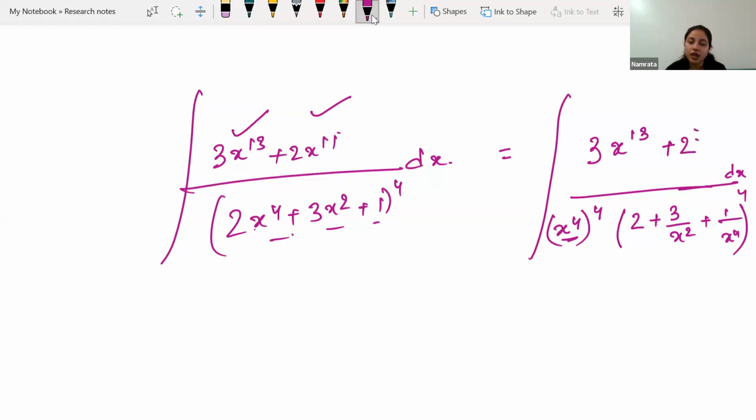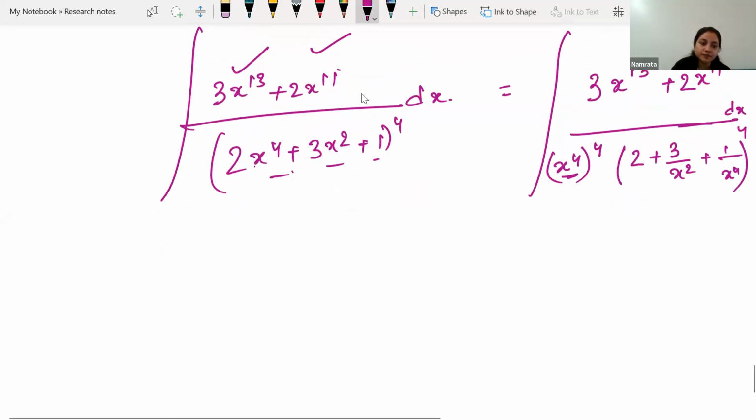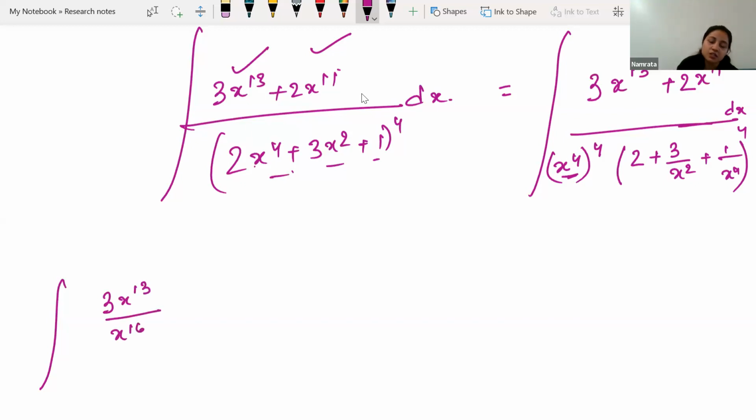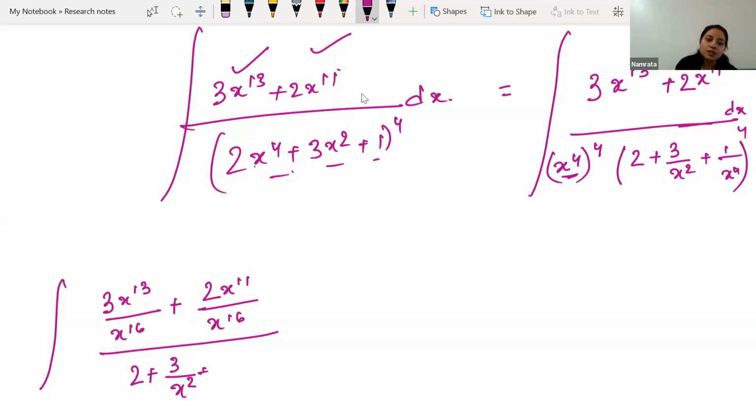Let me show you how. So we can do it like this. We can take 3x to the power 13 by x to the power 16, which is sitting in the denominator, with the first term, plus 2x to the power 11 by x to the power 16, over 2 plus 3 by x square plus 1 by x to the power 4.